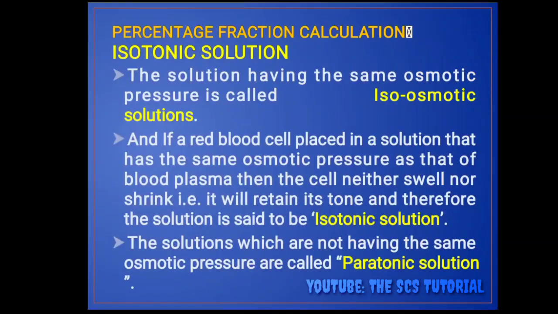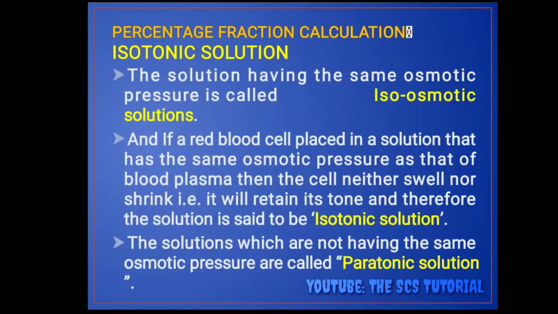Now coming to the isotonic solution. Solutions having the same osmotic pressure are called isoosmotic. If a red blood cell is placed in a solution that has the same osmotic pressure as that of the blood plasma, then the cell neither swells up nor shrinks, that is, it will remain in its own tone, and for this reason the solution is said to be isotonic.